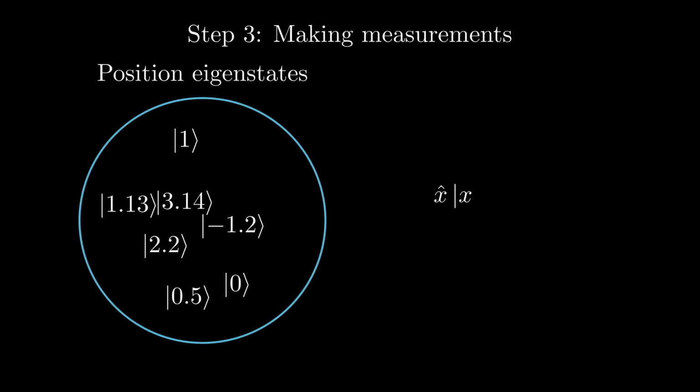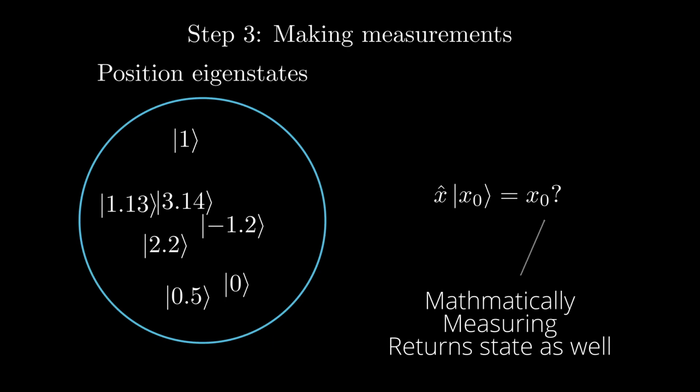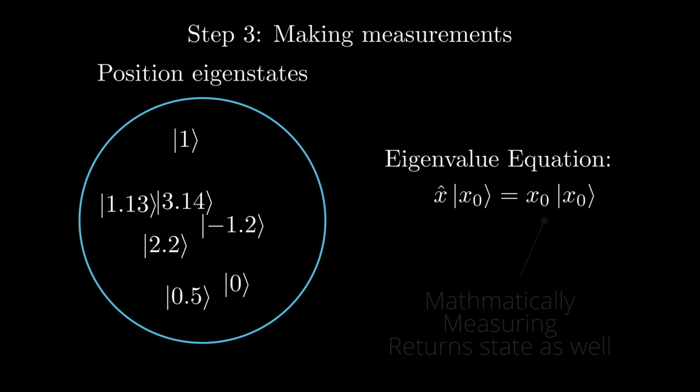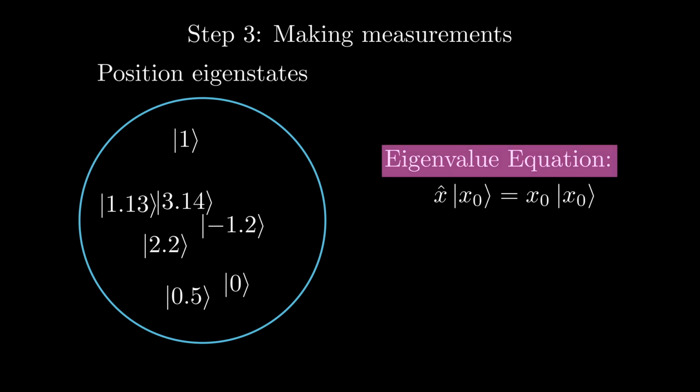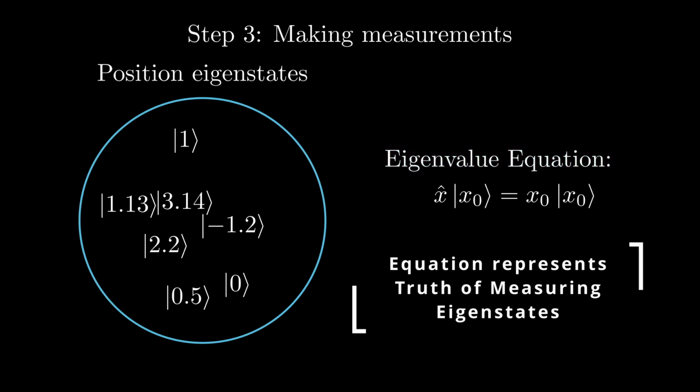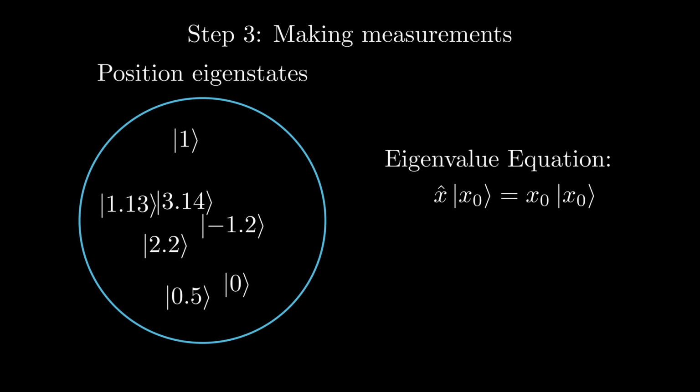You might have noticed mathematically that when applying an operator on a specific position eigenstate, we do not merely get the position, but rather the position multiplied by the state itself. These equations are called eigenvalue equations, and they are mathematically structured in this way to represent a ground truth about measuring these special, carefully constructed eigenstates.